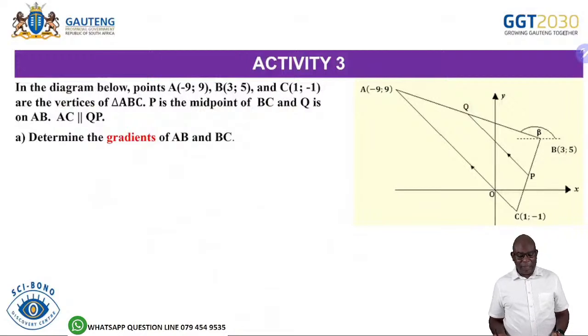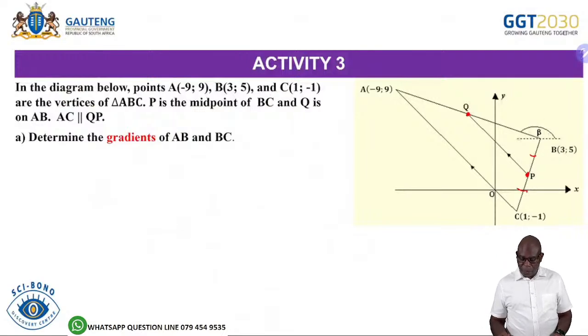Right, activity 3, which is our last activity. It's got a lot of questions in there. Nice question here also. In the diagram below, points A, B, and C are the vertices of triangle ABC. P is the midpoint. Can you see now we are given that this is the midpoint, so I don't have a problem with that. For BC, AB, can you see that we are not told that Q is a midpoint? We're just told that P is a midpoint, so that is not a midpoint.